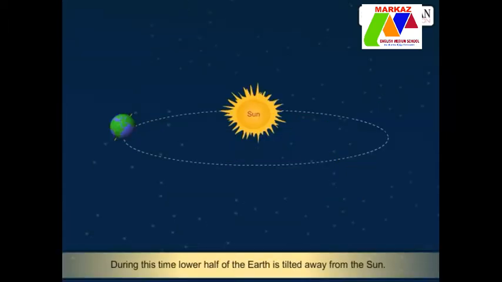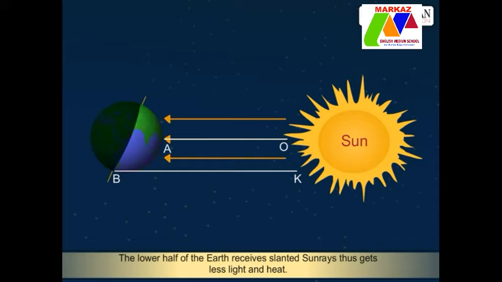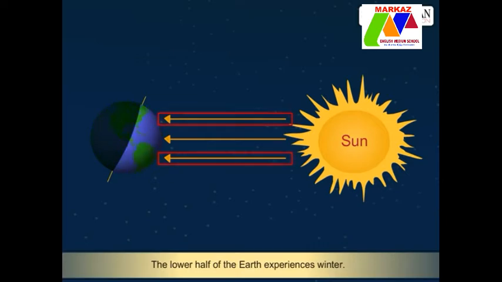whereas during this period, the lower half of the earth is tilted away from the sun. This half receives slanted sun rays, thus gets less light and heat. During this time, the lower half of the earth experiences winters.